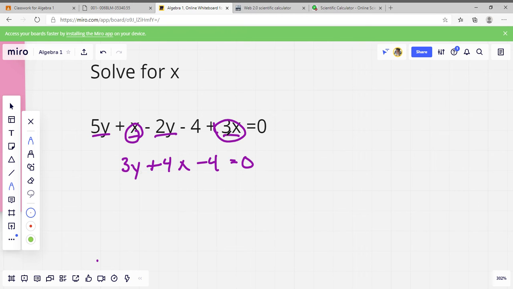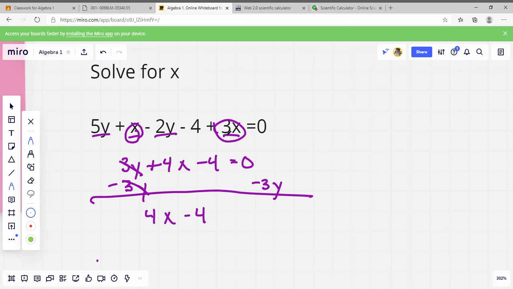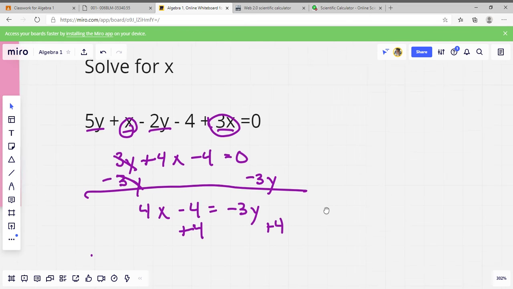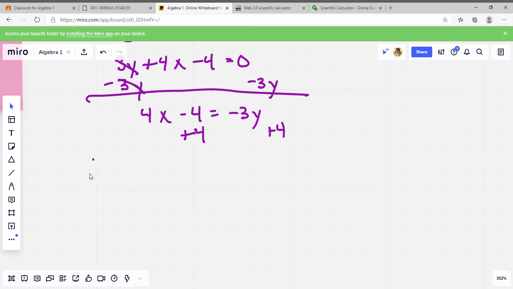Okay, now I got to move this stuff away from the x. So I got to get rid of this 3y. Those cancel. I got 4x minus 4 equals negative 3y. Now I got to get rid of this minus 4, so plus 4 on both sides. And remember, I can't add the 4 and the negative 3 right there because they're not like terms. That's negative 3y, and then regular 4 with no variable. All right, those cancel, and I have 4x equals negative 3y plus 4.